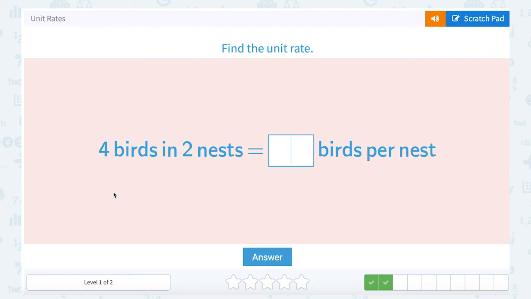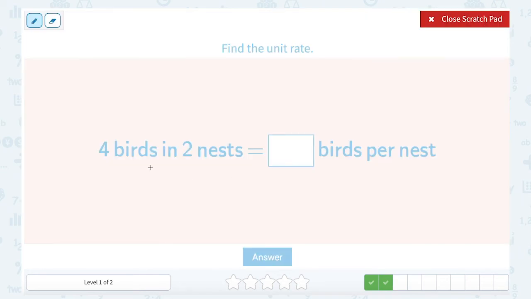We have 4 birds in 2 nests. We want to know our unit rate, how many birds per nest. Well, let's set this up. It looks like it's going to divide evenly, so we can say 4 birds divided by 2 nests. 4 divided by 2 leaves us with 2 birds per nest.